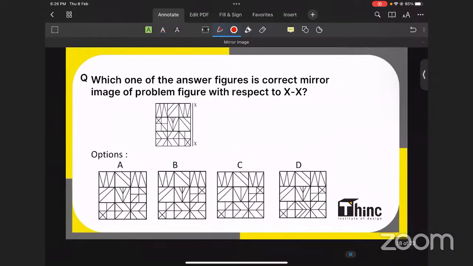Again, mirror on right side. It's a little bit complex question because it is like a set of tiles arranged in a specific manner. So over here, we will use the principle of distortion first.